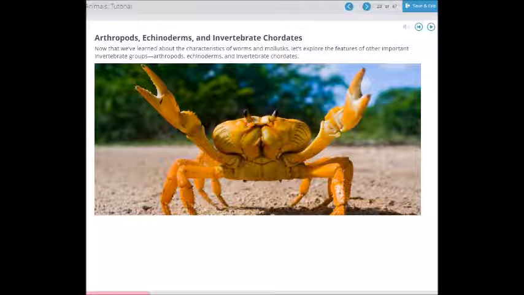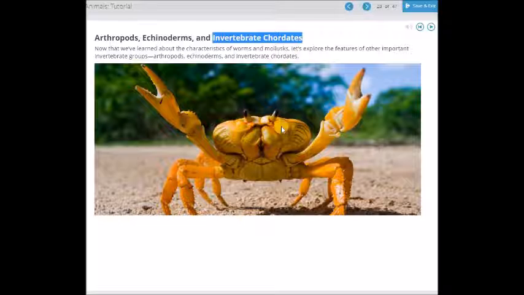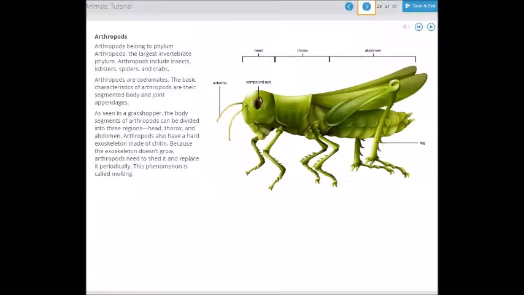So I think this is the last group of invertebrates. These are your arthropods, your echinoderms, and your invertebrate chordates. Now, I personally put invertebrate chordates in with the chordata, but this is a real gray area. Your arthropods are the largest group of invertebrates, and they're generally what you think of when you think of bugs, either freshwater bugs, saltwater bugs, or land-based bugs.